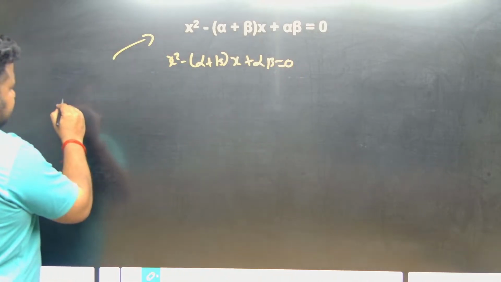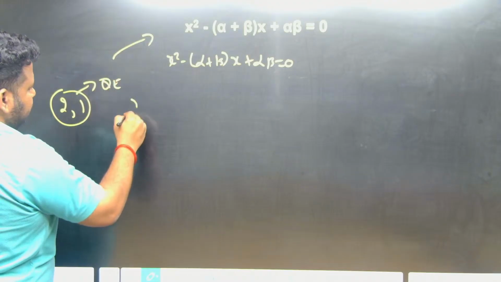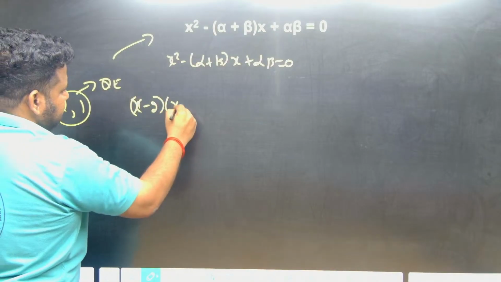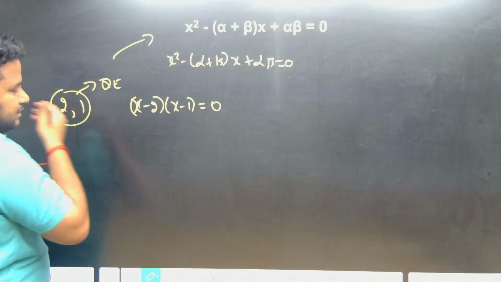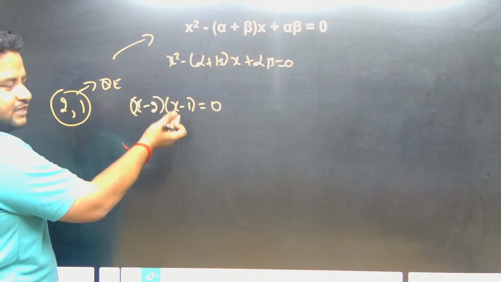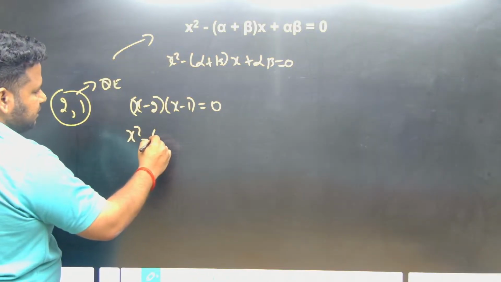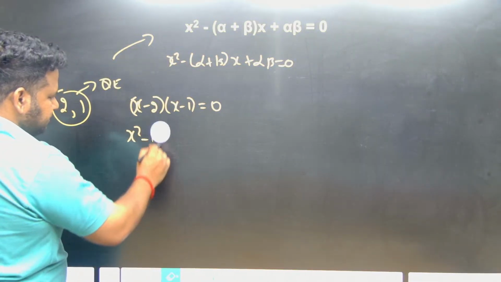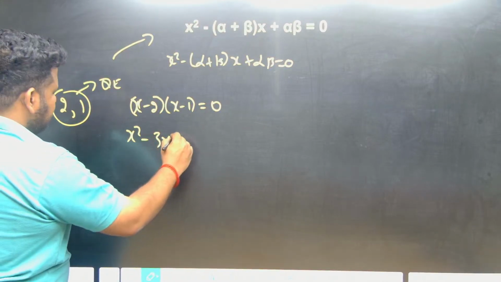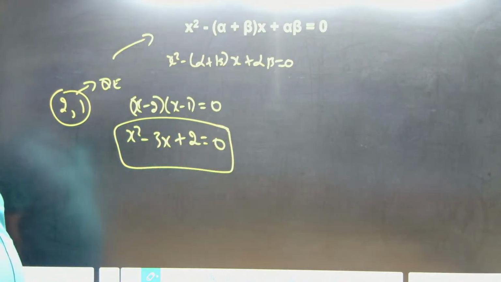Suppose the roots are given as 2 comma 1, and they ask you to find the quadratic equation. You can just write x minus 2 into x minus 1 is equal to 0. These are the factors of the quadratic equation. If you multiply, you will get the quadratic equation, or you can write it as x square minus (alpha plus beta, 2 plus 1, 3) that will become 3x, plus alpha beta, that is 2, is equal to 0. So this is the quadratic equation we will be getting.